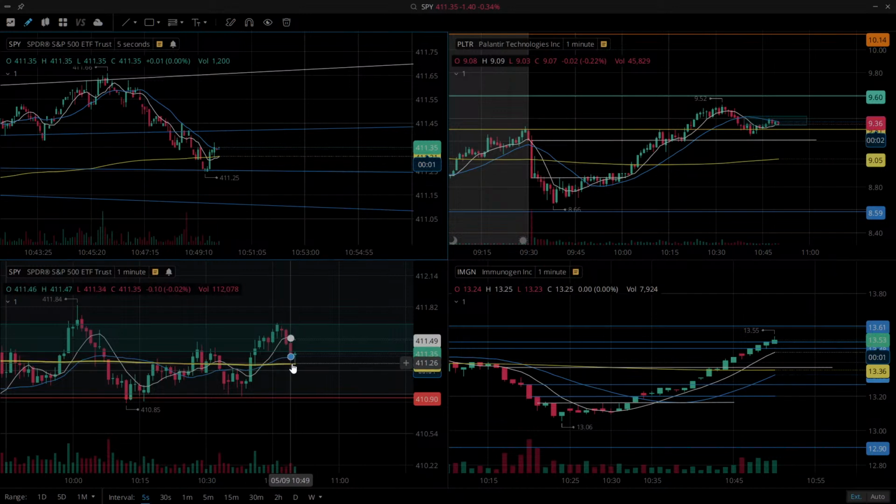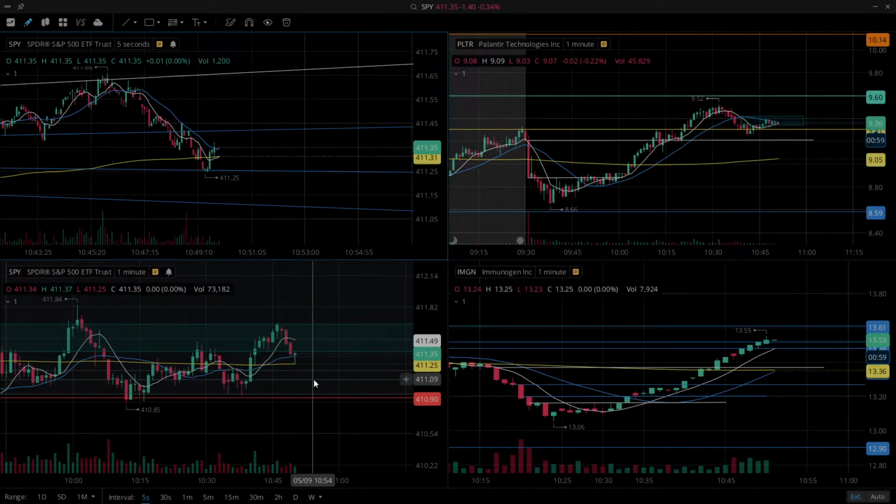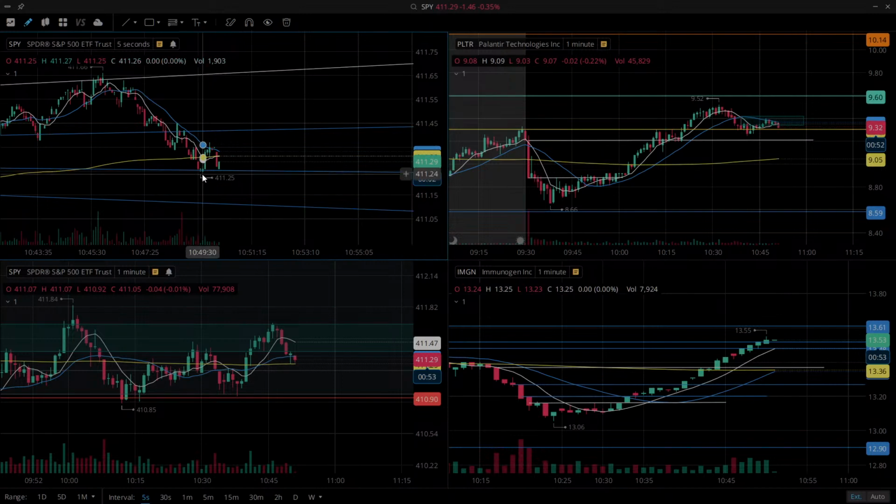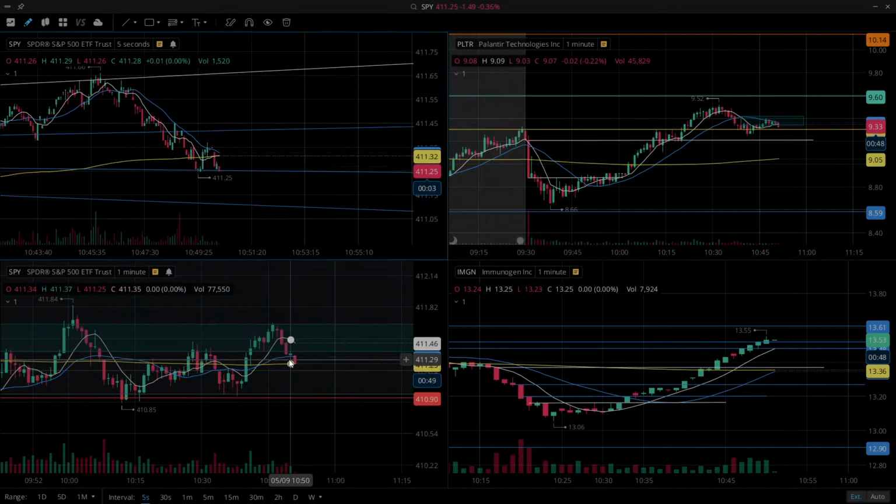Hammered off the 1-minute 200 here too, so 1 second left. Hammer closed. There's liquidity here to the 200 period. Bam. Might get a double bottom out of this. That's a liquidity zone on the 1-minute chart.